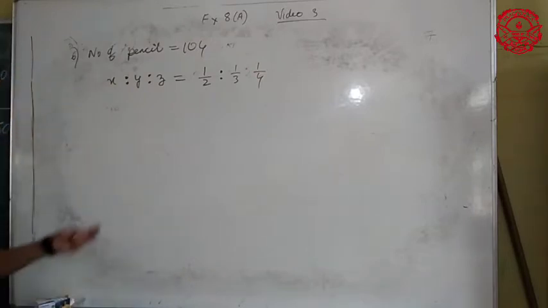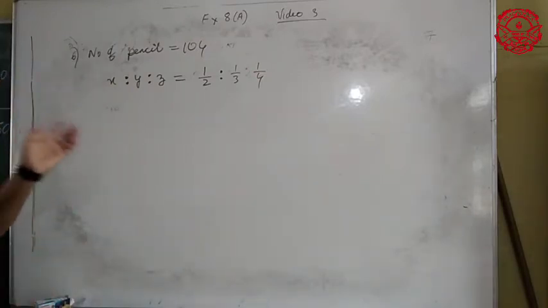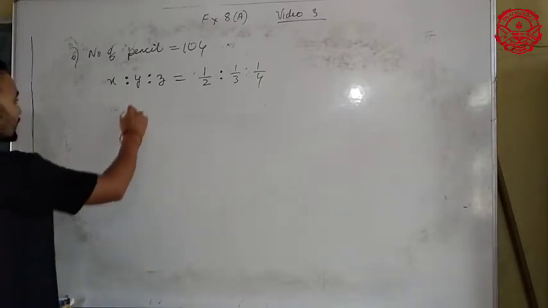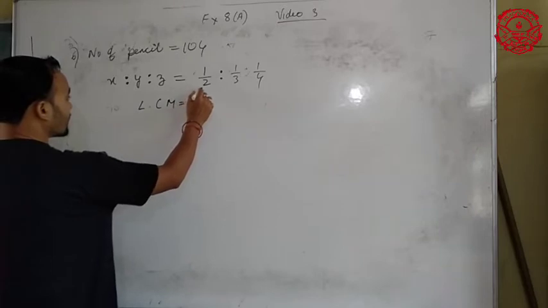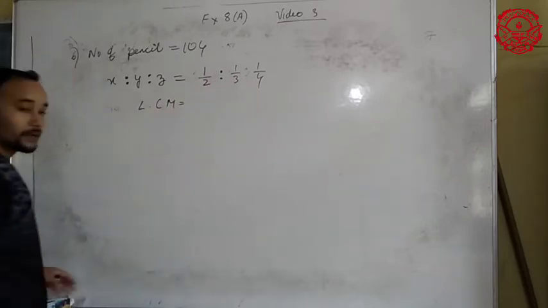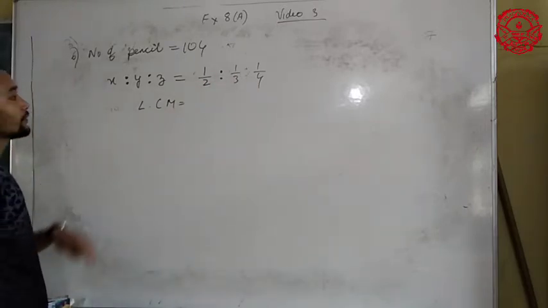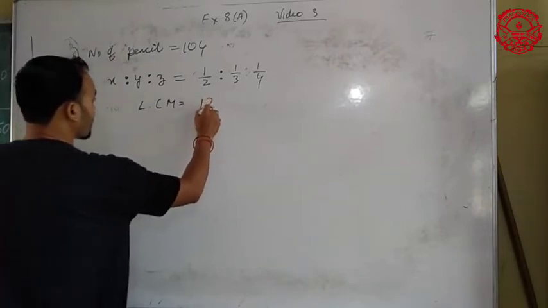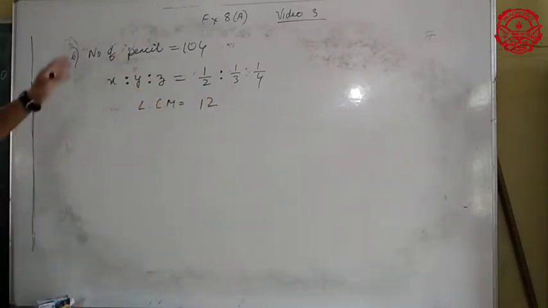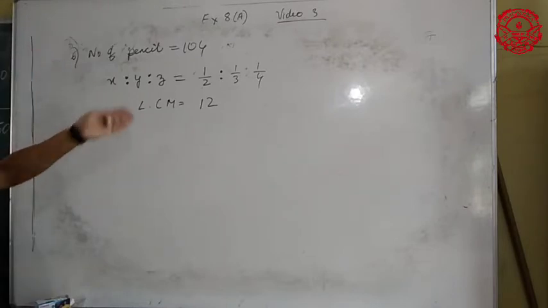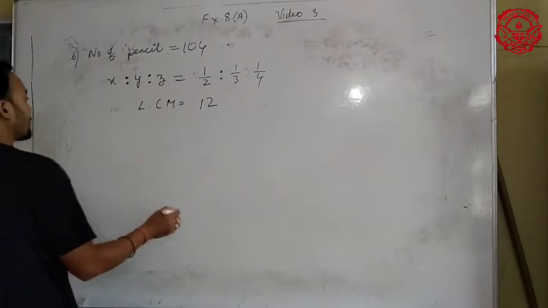We have done such type of process in our example board. So first, what we are going to do? We are going to take up the LCM of 2, 3, and 4. If you calculate the LCM of 2, 3, and 4, we get 12, because 12 is the number that is divisible by 2, by 3, and by 4, and that is the least common one.